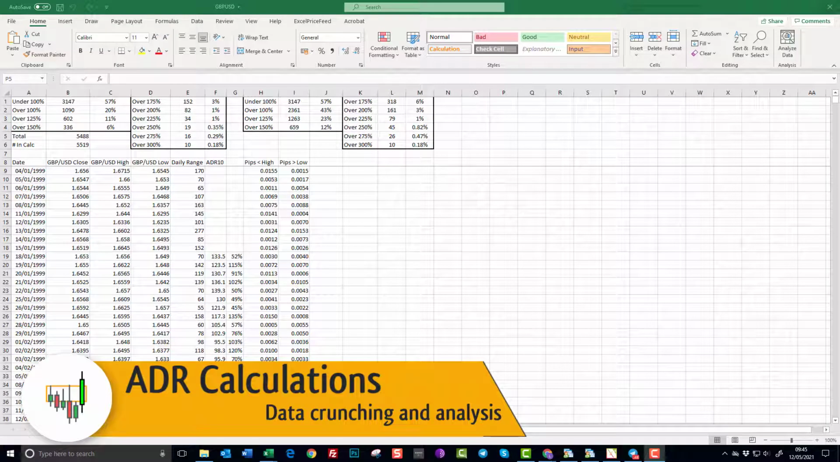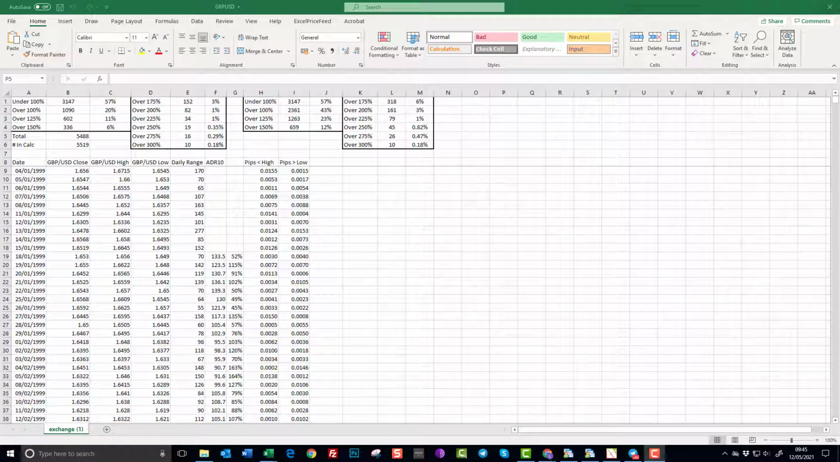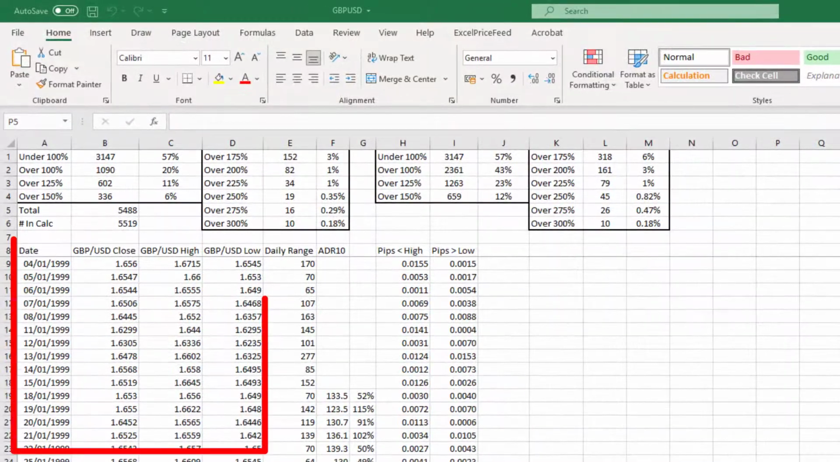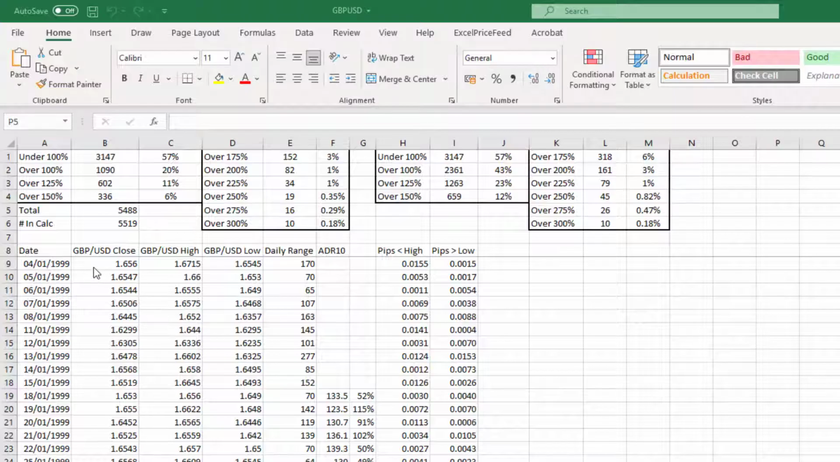Okay, so this is one of my calculation spreadsheets, and I created one of these spreadsheets for every single major currency pair. And as you can see here, this one is the pound US dollar. And what we've got here is the data from Investing.com. So we've got the date, the close, the high, and the low of each of the days for this particular currency pair. We're going all the way back to January 1999 here.